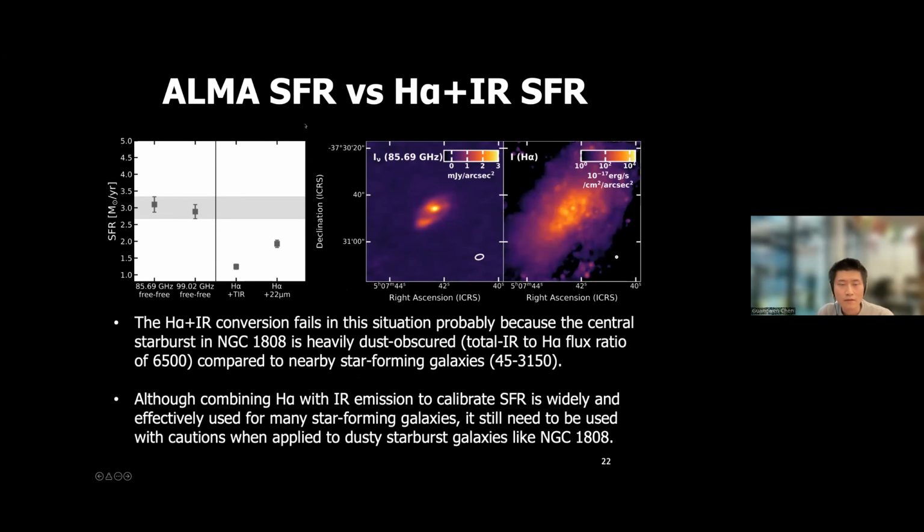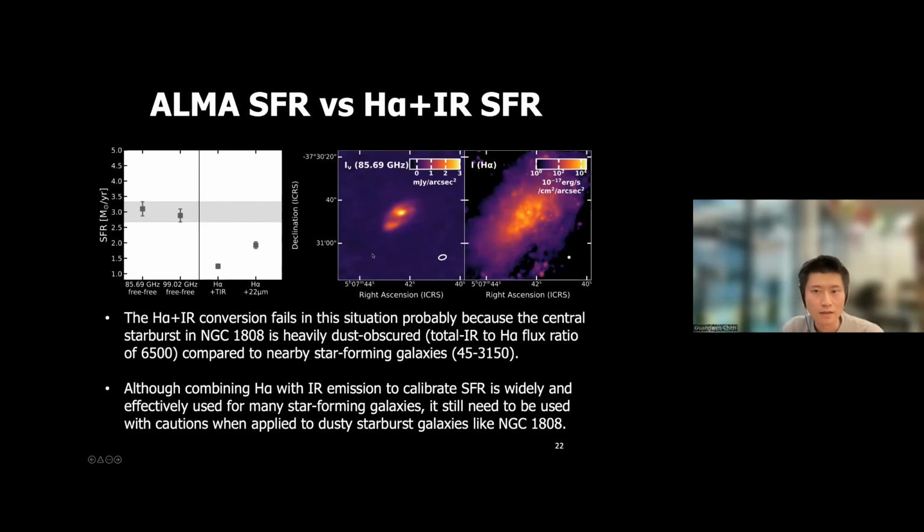Then we compare the ALMA star formation rate with the H-alpha star formation rate, which has been corrected for dust obscuration by adding a scaling term of the total infrared flux in this column, and the rescaling term of the 22 micron flux in this column. And we can clearly see that the H-alpha plus infrared star formation rate is significantly lower than the ALMA star formation rate. This conversion fails in this situation probably because the central starburst in this galaxy is heavily dust obscured compared to nearby star-forming galaxies, based on their total infrared flux to H-alpha flux ratio.